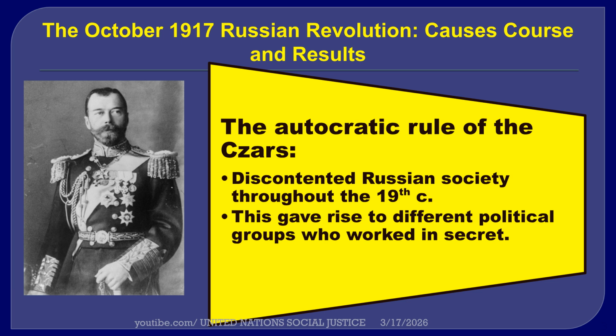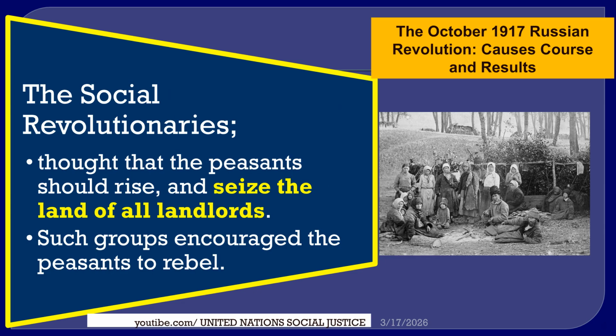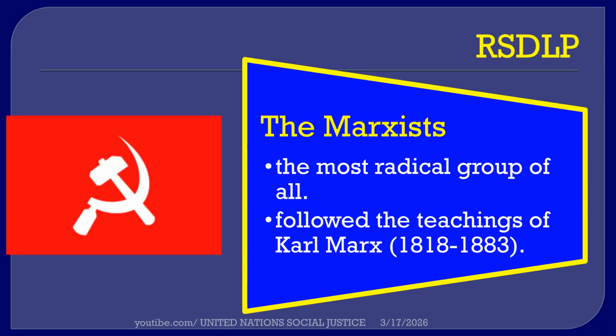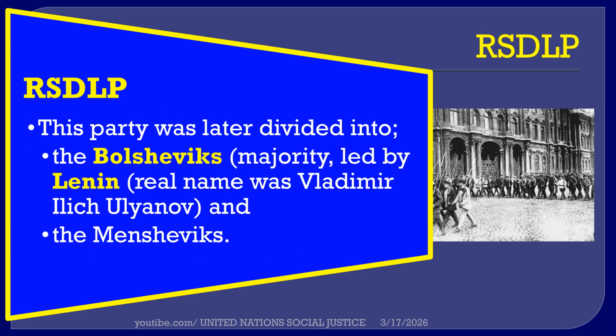A major cause was the autocratic rule of the Tsars, which led to a discontented Russian society throughout the 19th century. Some liberal groups demanded replacing Tsarist absolutism with a democratic parliamentary government. The social revolutionaries believed peasants should rise up and seize the land of all landlords, encouraging them to rebel. The Marxists, the most radical group, followed the teachings of Karl Marx. The Russian Social Democratic Labor Party, RSDLP, was formed in 1898 by revolutionaries and was later divided. The RSDLP split into the Bolsheviks, the majority led by Lenin, whose real name was Vladimir Ilyich Ulyanov, and the Mensheviks.